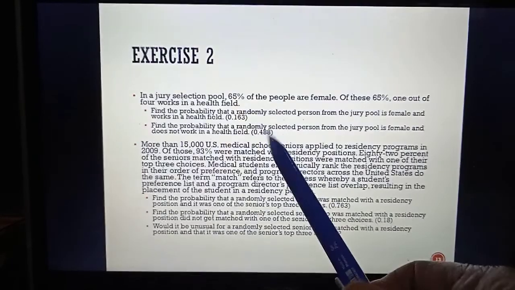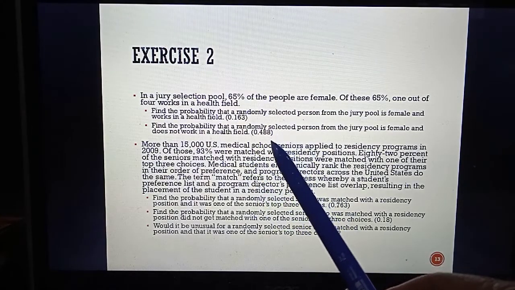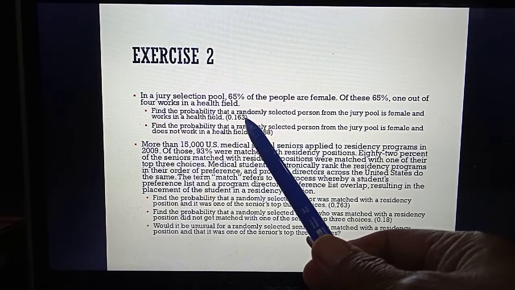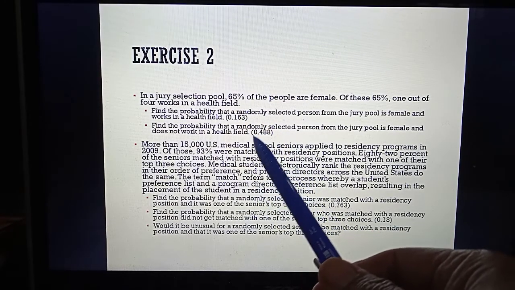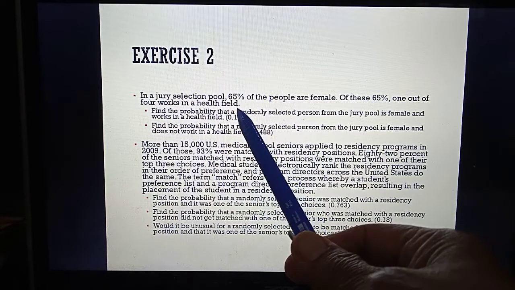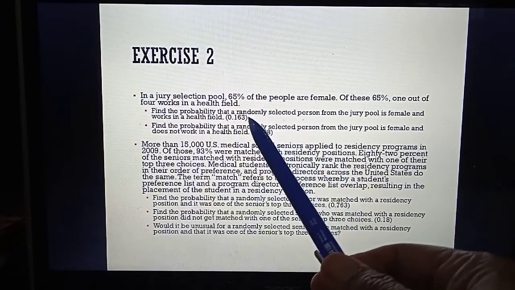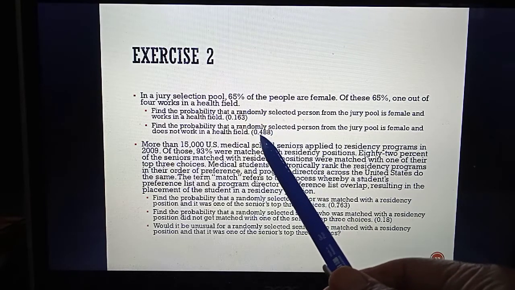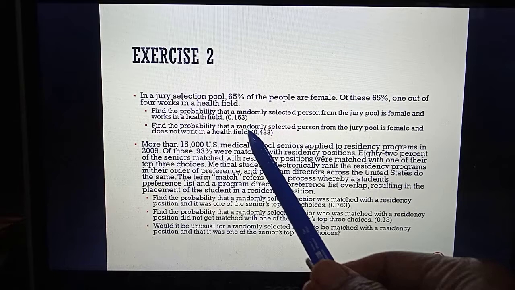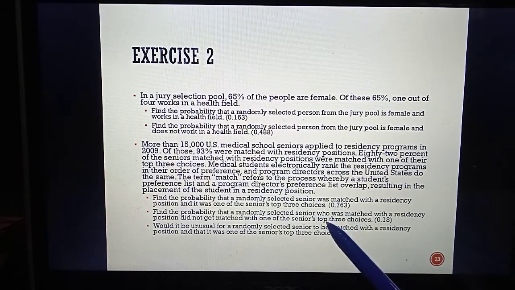Okay, now let's do this exercise 2 and check your answer with the answers given at the back of each statement. Okay, so you have to read carefully and try to calculate what is the possible probability using multiplication rule, and then check your answer with the given answer here.